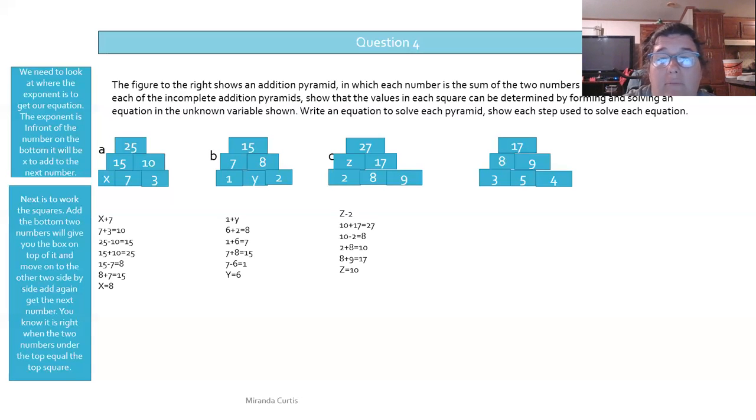And then 27 minus 17 equals 10. So we're going to have that right there. So 10 plus 17 equals 27. What we're going to do is 10 minus 2 equals 8. So therefore, z equals 10.